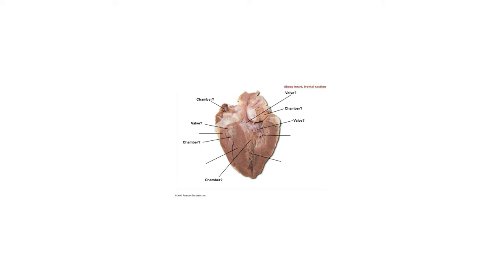which is going into your systemic circuit. All right, we're going to start at the very top right here with this valve. We're going to work our way around and label these different parts in a clockwise direction. This first valve right here is between the left ventricle and the aorta, which would make this a semilunar valve. Semilunar valves are between the ventricle and the next blood vessel. So this is the aortic semilunar valve.